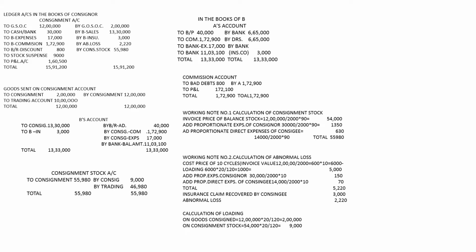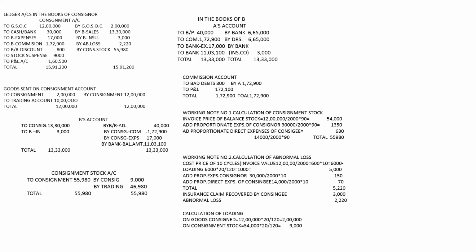Now we are starting ledger accounts in the books of consignor, that is A. The first ledger account is consignment account. In consignment account, to goods sent on consignment, 12 lakh. Since the invoice price of the goods is given and for loading it is 20% on cost price.